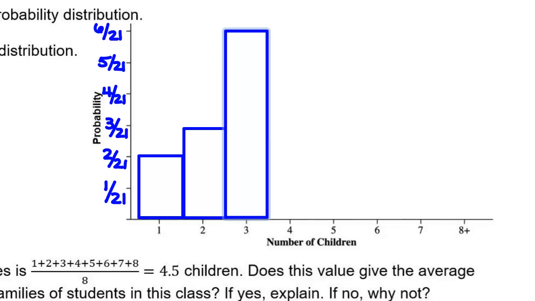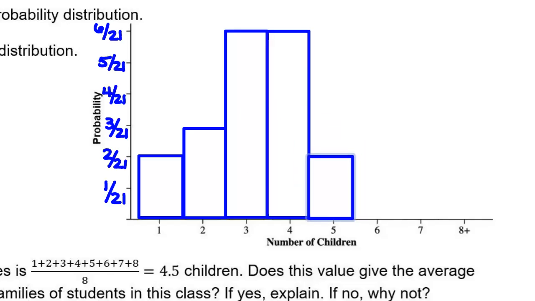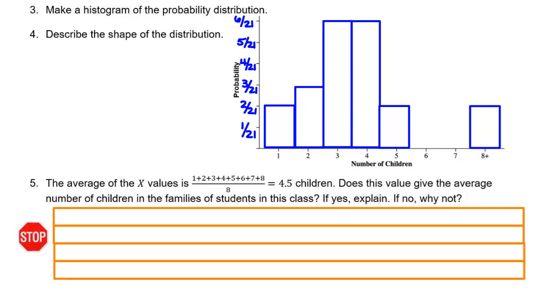4 children. 6 out of 21. So I need another bar that exact same height. 5. 2 out of 21. 6. 0. So do I need a bar there? 7. 0. 8 plus. So 8 or more. 2 out of 21. So there's our histogram.